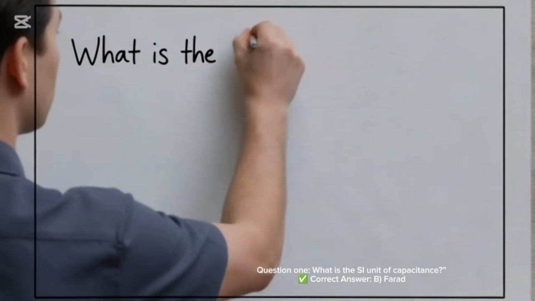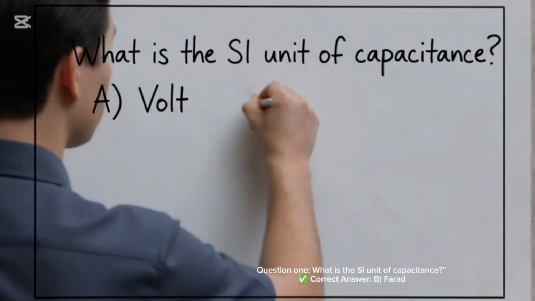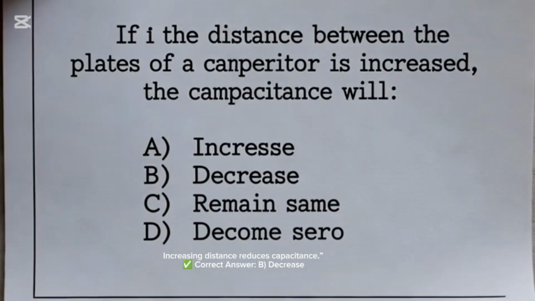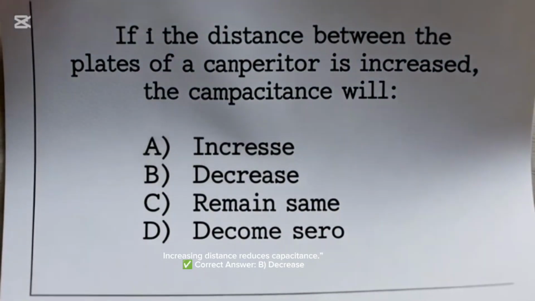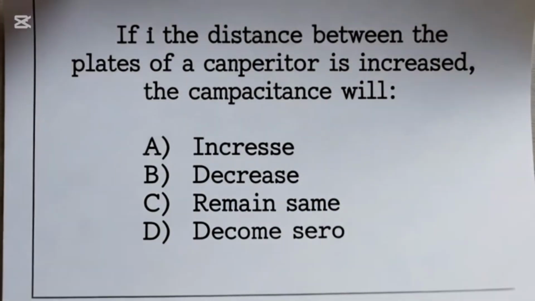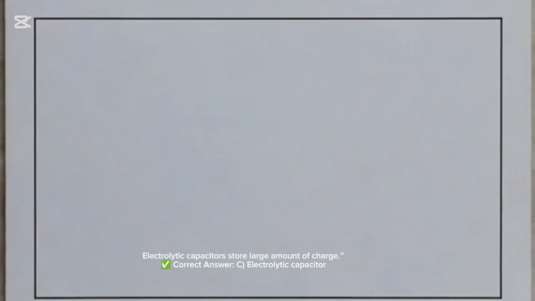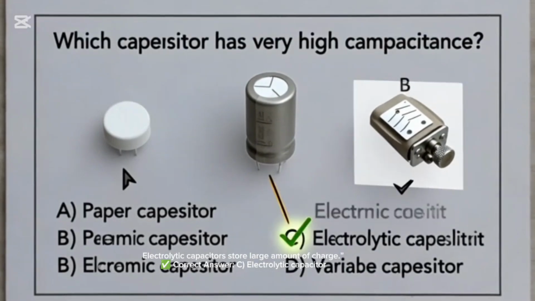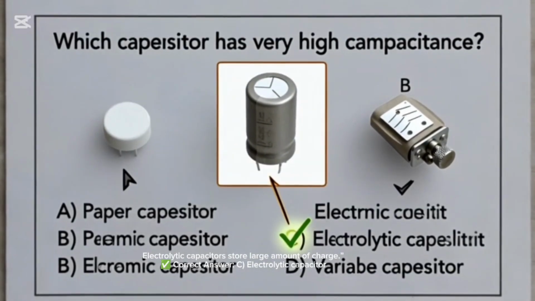Question 1. What is the SI unit of capacitance? Correct answer, B. Increasing distance reduces capacitance. Correct answer, B, decrease. Electrolytic capacitors store a large amount of charge. Correct answer, C, electrolytic capacitor.